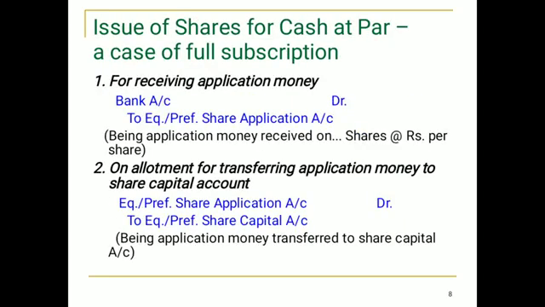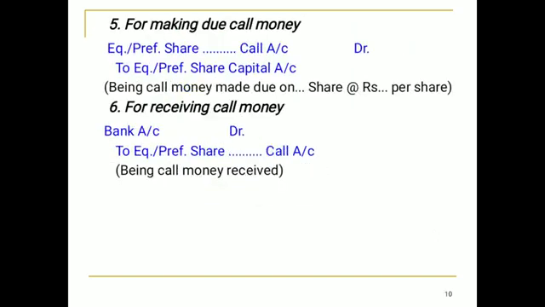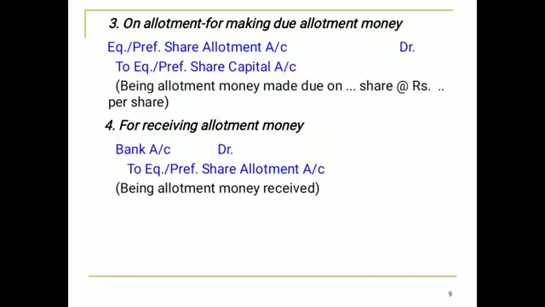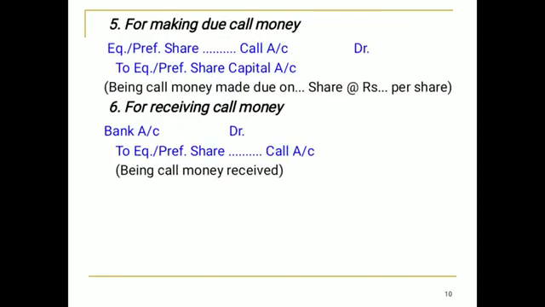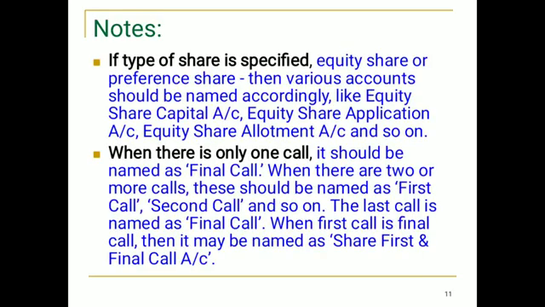We understood the journal entries for when shares are issued at par, a case of full subscription. 6 journal entries: 2 for application, 2 for allotment, and the remaining 2 for calls. It can be the first call, second call, final call, anything. Here are the important notes. You know this, of course, very well.